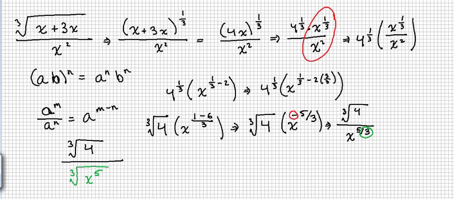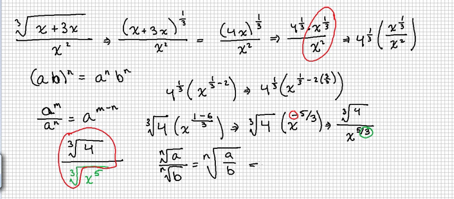But wait a second, there's more. These roots right here are both cubic roots. So from one of our rules, we had that rule that said if we have a over b to the n, that could just be written as n root of a over b. So that's what we're going to do here. We're going to write this as the cubic root of 4 over x to the 5th. And this would be the total simplification of the problem. So that was a lot. Let's look at a few more.